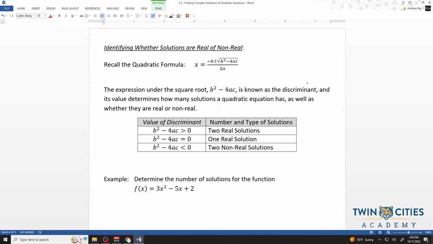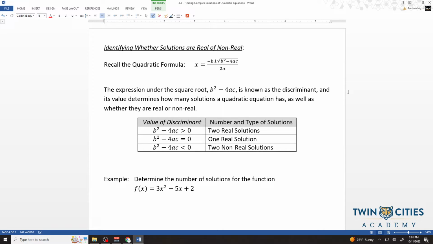The quadratic formula, you may recall, is x equals negative b plus or minus the square root of b squared minus 4ac all over 2a. The part under the square root is called the discriminant. And the discriminant, just that b squared minus 4ac part right here, this tells us how many solutions we will have, as well as whether those solutions are going to be real or non-real.